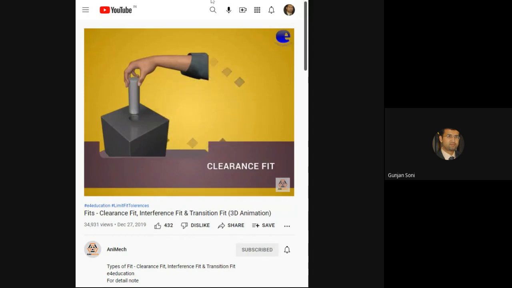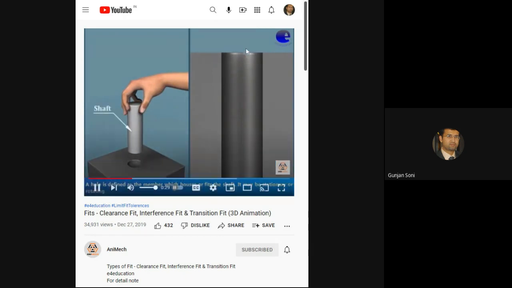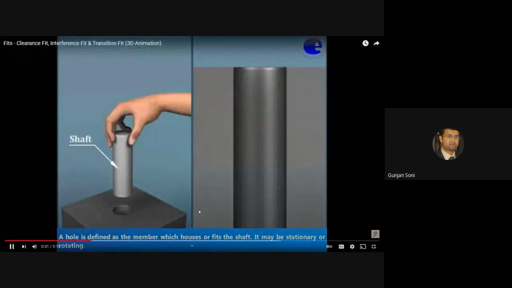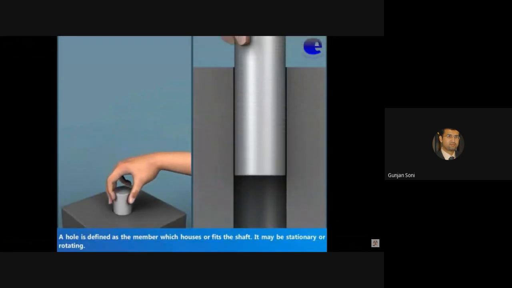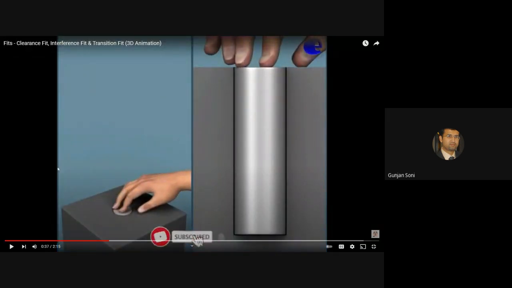Clearance fade. In this video, we are going to see about clearance fade. The clearance fade for the boss is regarded as a shaft 30 mm hole. A hole is defined as the member which houses or fits the shaft. It may be stationary or rotating. So you can see here that there is this black line which is evident between the hole and the shaft. It is indicating sort of a clearance. Okay.